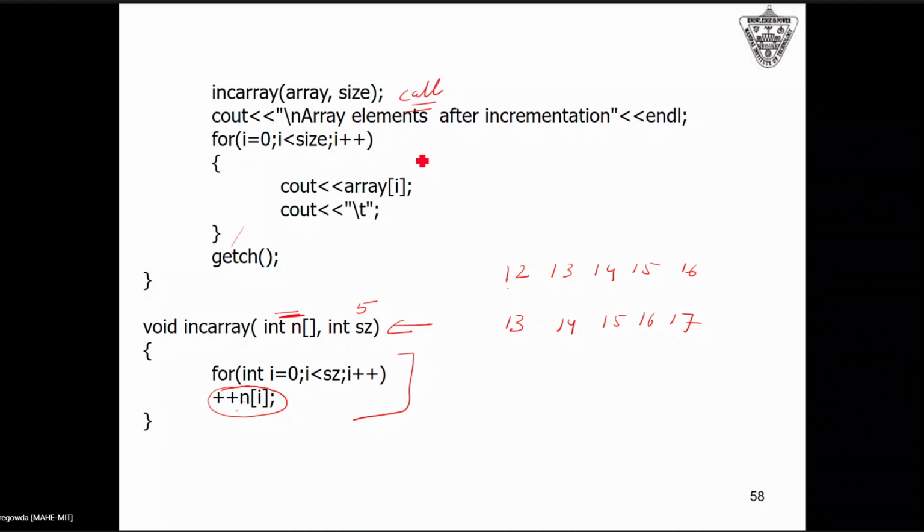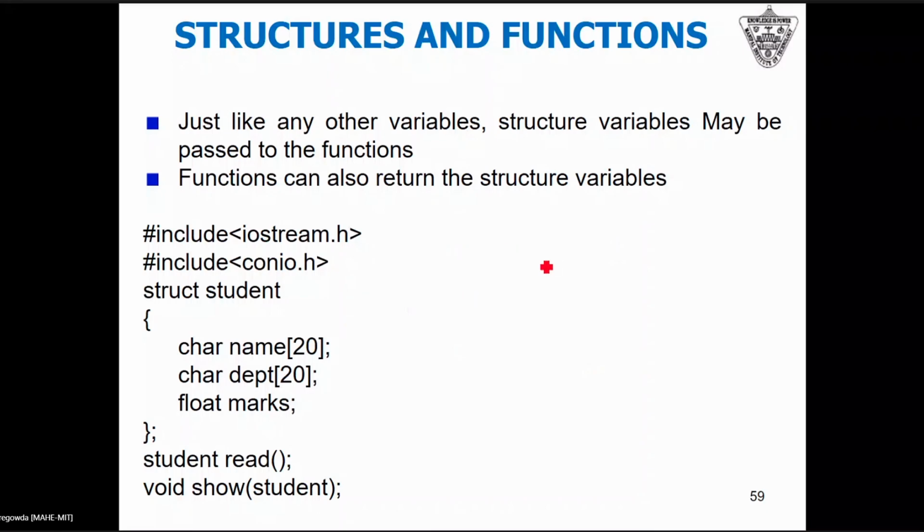When I come back here and display the array values, I get the incremented values. When you pass an array to a function, the function directly acts upon the original elements of that particular array.